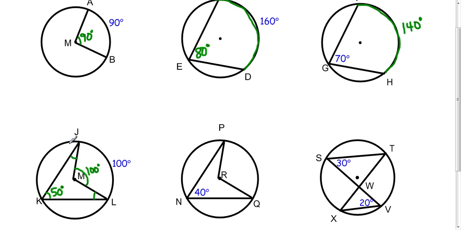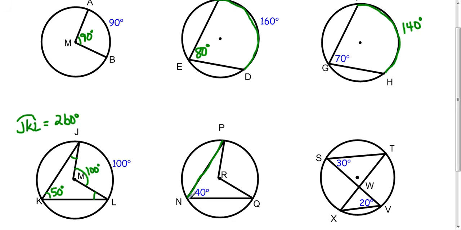A third question, or I guess fourth question, might be if I asked you for this arc JKL, that would be how much? Well, remember a circle's 360. So if this is 100, that means from J to K to L would have to be 260 because 360 minus 100 is 260.